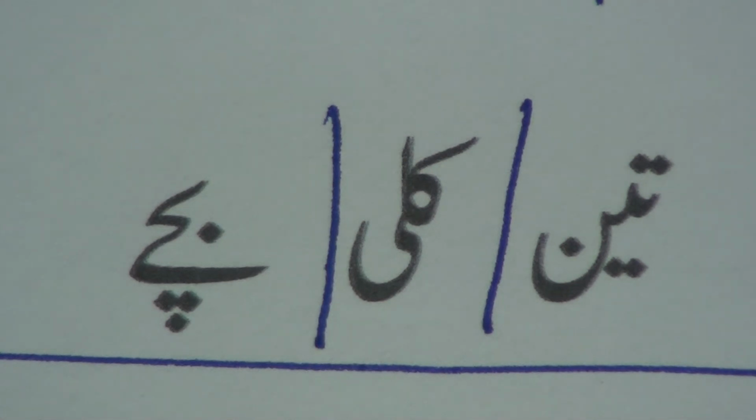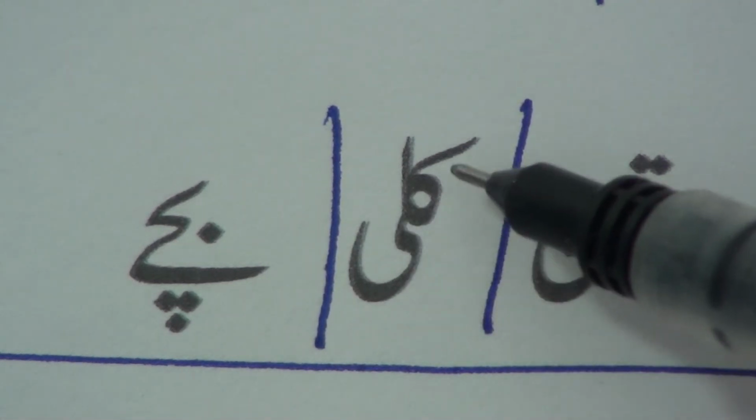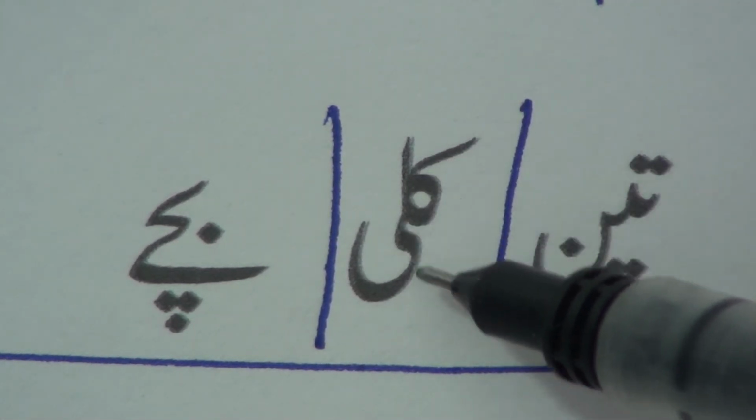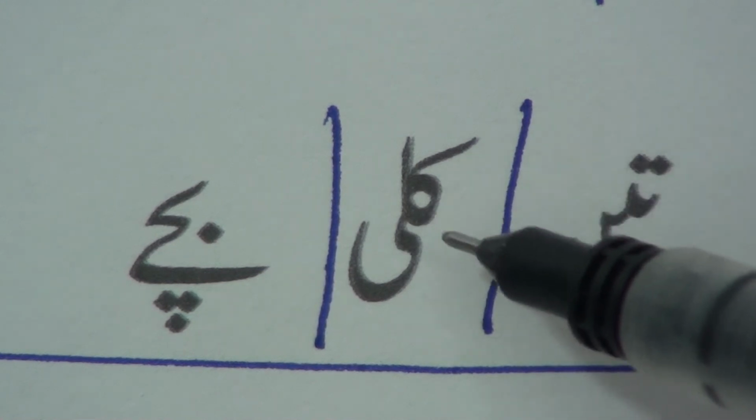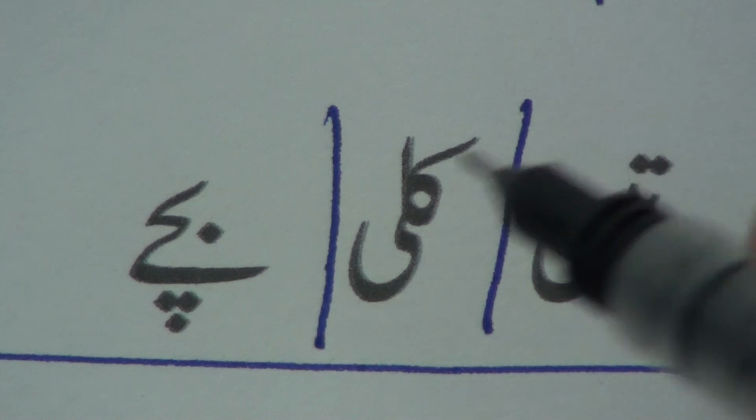Then is kali. When choti ye and badi ye are at the end of a word, their shapes are unchanged, nearly unchanged. Kali: Kaf, lam, and this is choti ye. Kali means bud, flower bud.